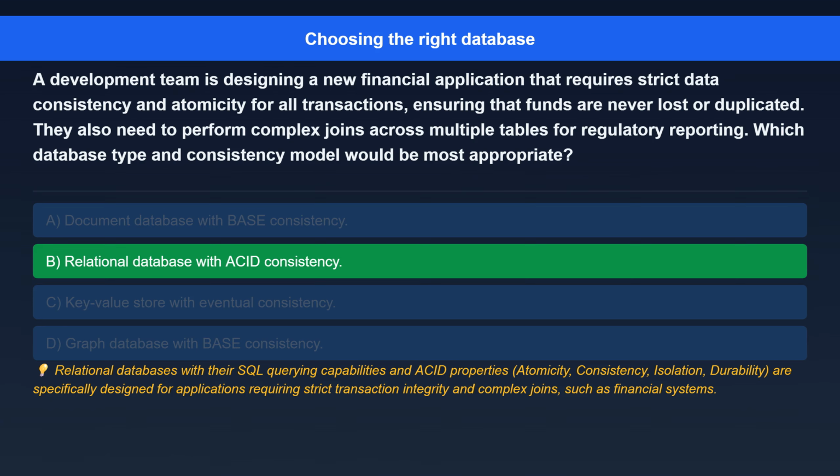The correct answer is relational database with ACID consistency. Here's the explanation. Relational databases with their SQL querying capabilities and ACID properties, atomicity, consistency, isolation, durability, are specifically designed for applications requiring strict transaction integrity and complex joins, such as financial systems.